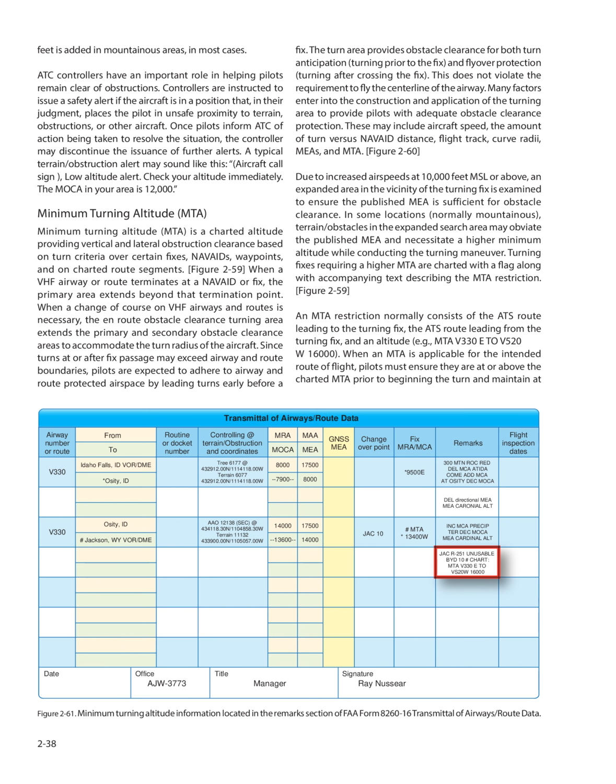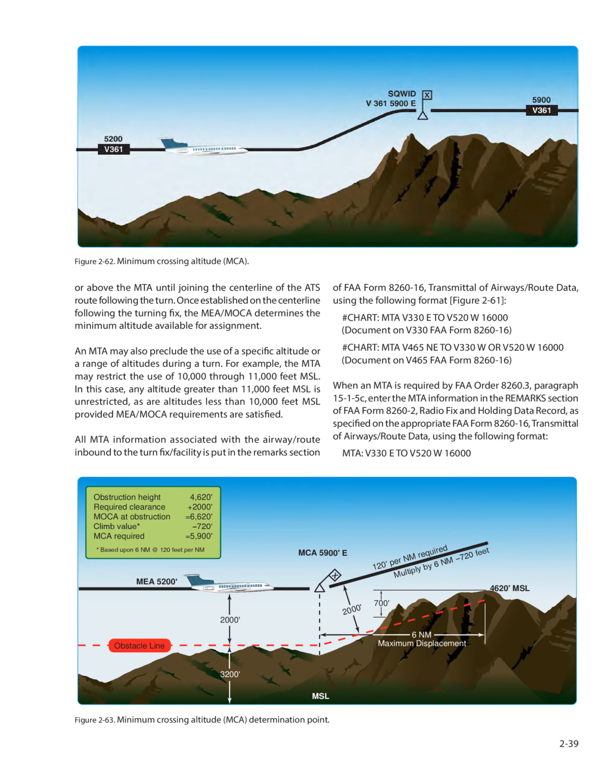MTA prior to beginning the turn and maintain at or above the MTA until joining the centerline of the ATS route following the turn. Once established on the centerline following the turning fix, the MEA/MOCA determines the minimum altitude available for assignment. An MTA may also preclude the use of a specific altitude or a range of altitudes during a turn. For example, the MTA may restrict the use of 10,000 through 11,000 feet MSL. In this case, any altitude greater than 11,000 feet MSL is unrestricted, as are altitudes less than 10,000 feet MSL provided MEA/MOCA requirements are satisfied.